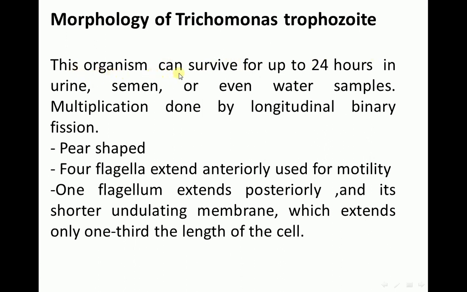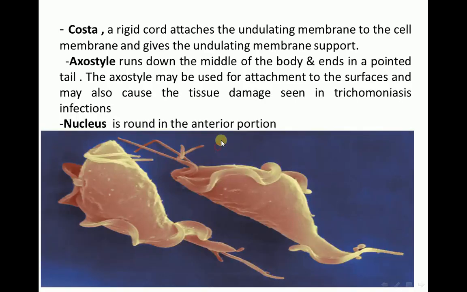This organism can survive for up to 24 hours in urine, semen, or even water samples. Multiplication is done by longitudinal binary fission. It is pear shaped, with four anterior flagella in the anterior portion and a fifth flagellum extending posteriorly.